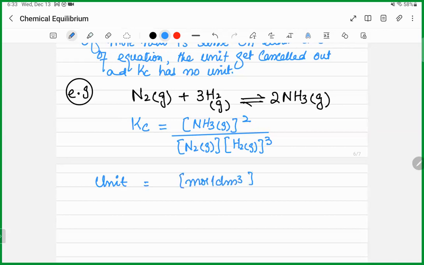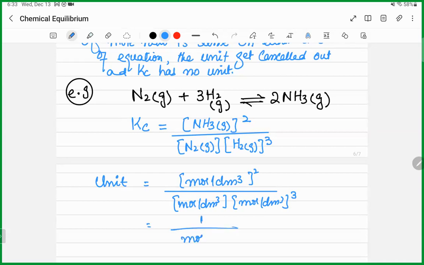Unit cancellation में आप कोई भी ब्रैकेट लगा सकते हैं, ठीक है। चले हम स्क्वायर ब्रैकेट ही रखते हैं ताकि हमें याद रहे बात। सो मोल पर डीएम क्यूब इंटू मोल पर, अब ऊपर पावर 2 है, नीचे पावर 4 है, सो कैन आई से दैट इट्स बेसिकली मोल पर डीएम क्यूब का स्क्वायर बच रहा है डिनोमिनेटर में, ऐसे ही ना। सो कैन आई से इट्स गोइंग टू बी मोल पावर -2 डीएम पावर 6, राइट रॉन्ग?